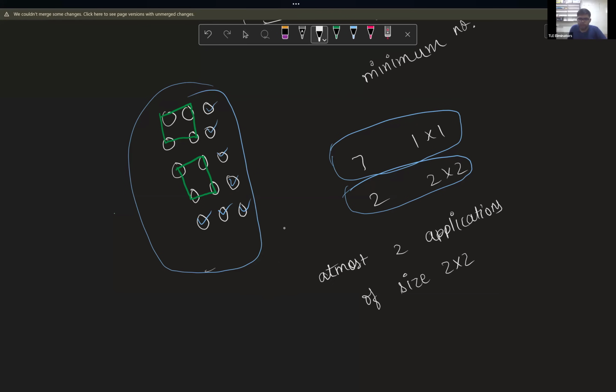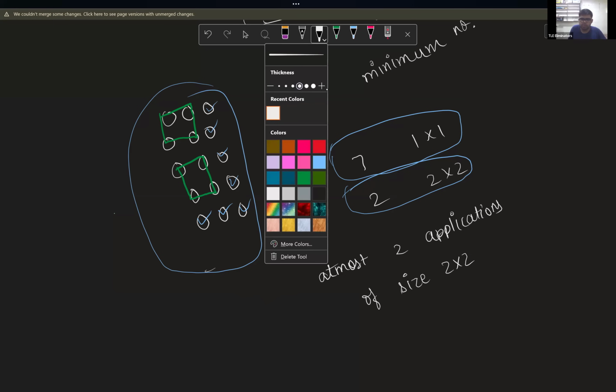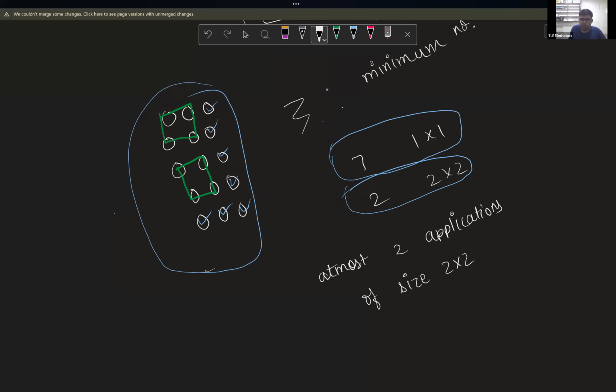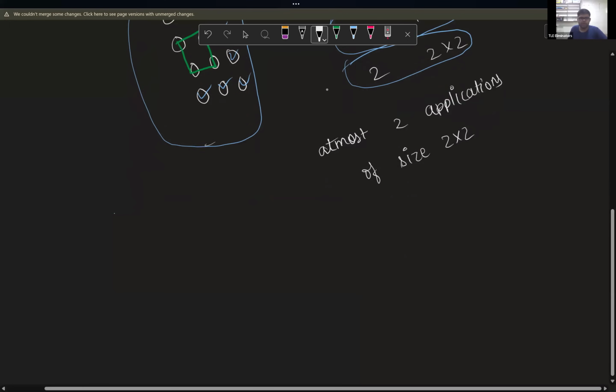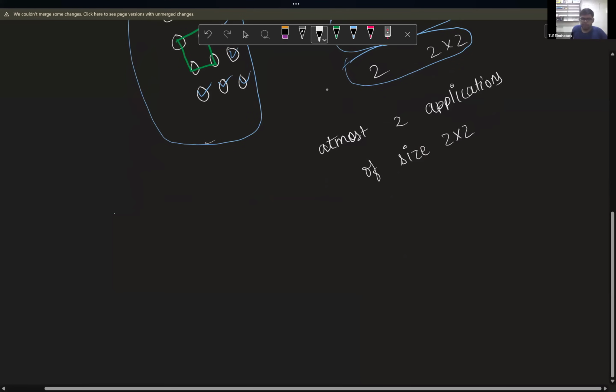Can you see my pointer if I'm moving it? Can you see it? When I'm writing something, can you see my pointer? First of all, I should have it built up. I don't know why, but some setting has been changed automatically. When in the evening I took the class, it was fine, but now it's not fine.